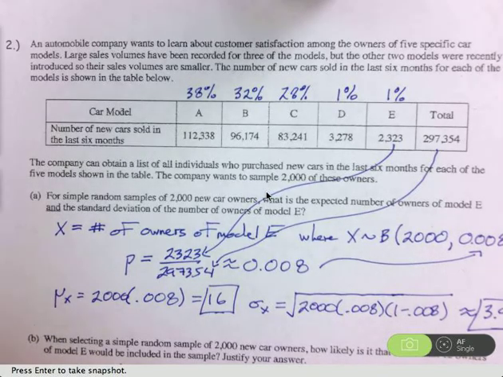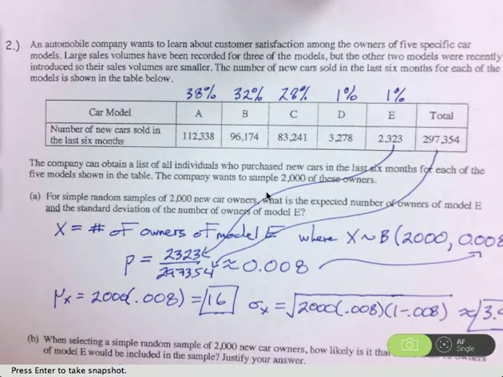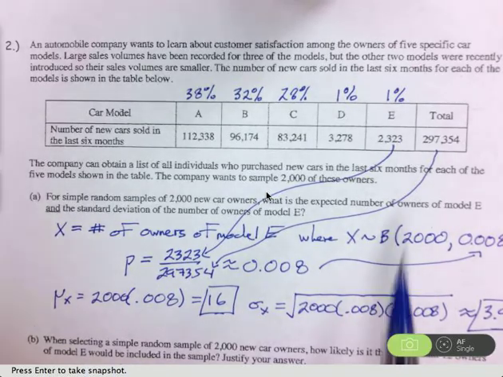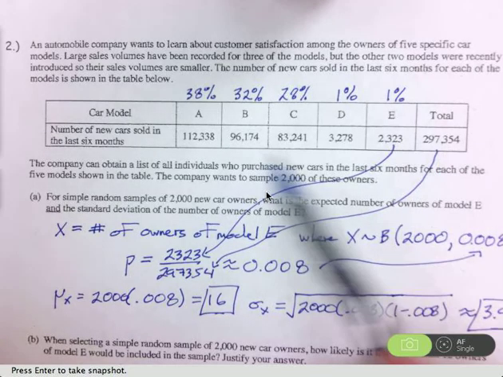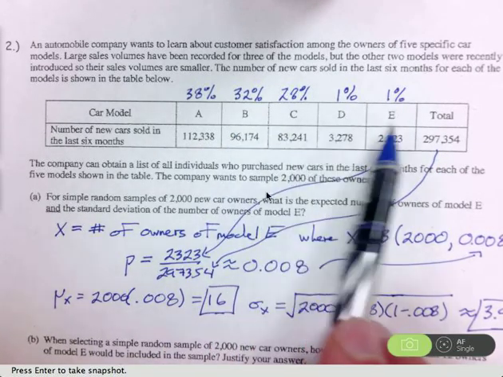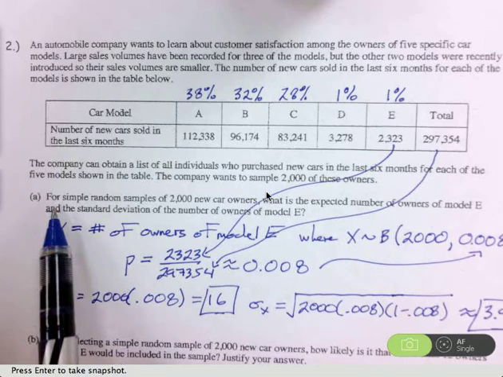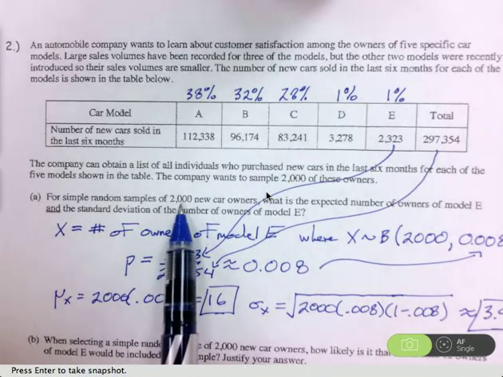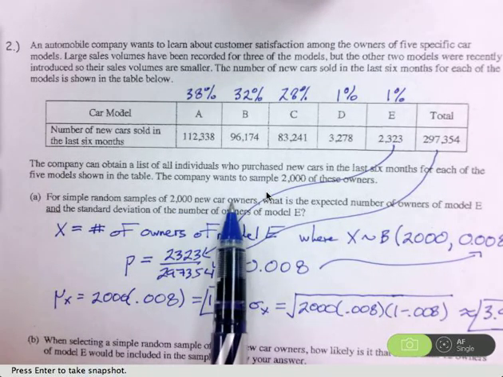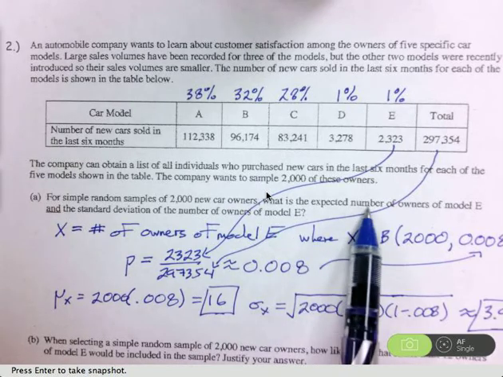It takes a moment to read and understand the context of this question. A manufacturer has sold nearly 300,000 vehicles. There are 5 different models. For a simple random sample of size 2,000 car owners, what is the expected number?